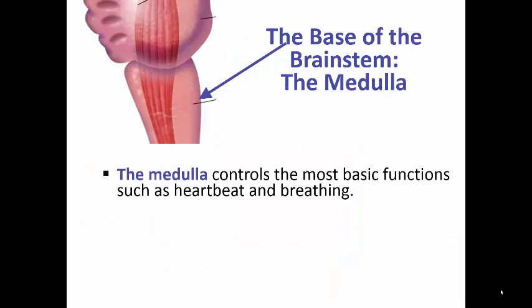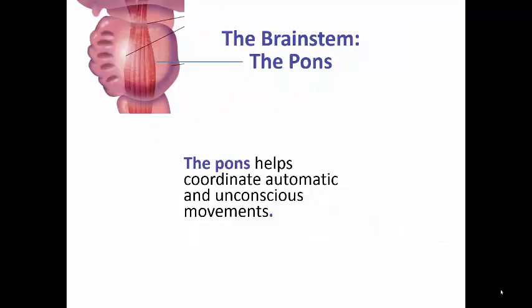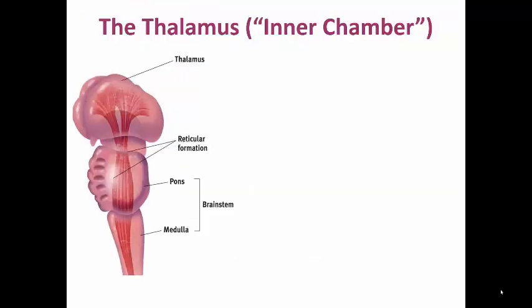So the medulla controls the most basic functions such as heartbeat and breathing, and when this is damaged, as I mentioned, you die. So someone with total brain damage above the medulla could still breathe independently, but someone with damage in this area could not, and so they'd have to be on a respirator. The pons helps coordinate automatic and unconscious movements.